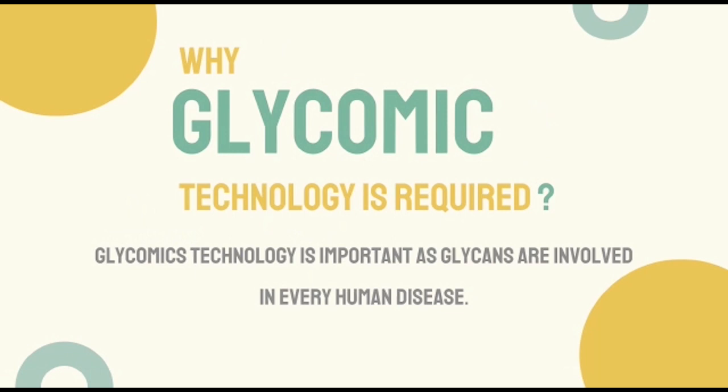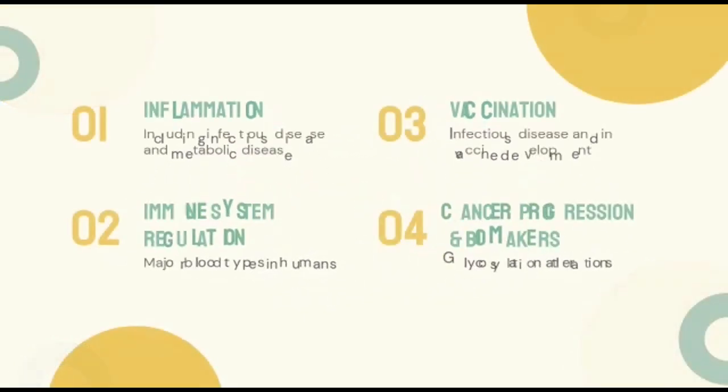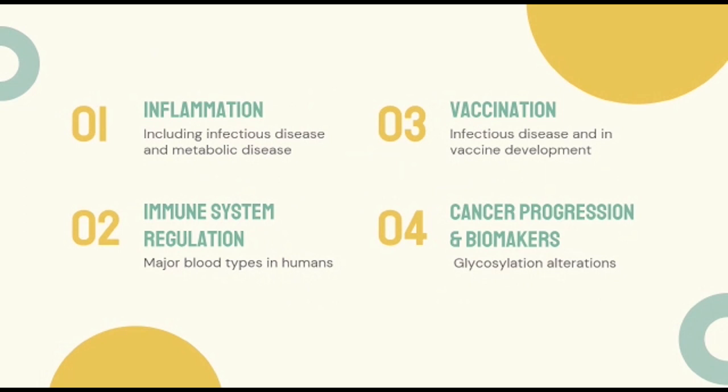Why is glycomic technology required? Glycomic technology is important as glycans are involved in every human disease. For example, the first one, inflammation, which underlies cellular damage associated with most diseases, including infectious disease and metabolic disease, is regulated by glycans. For example, the multi-step leukocyte adhesion cascade. The second one, immune system regulation. Glycans play an essential role in the regulation of the immune system, both innate and humoral. For instance, major blood types in humans are determined by the glycans.